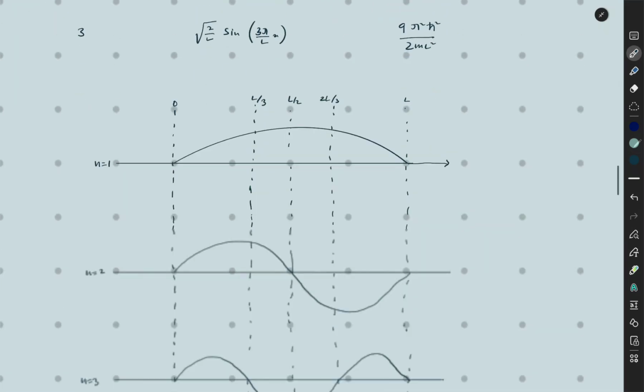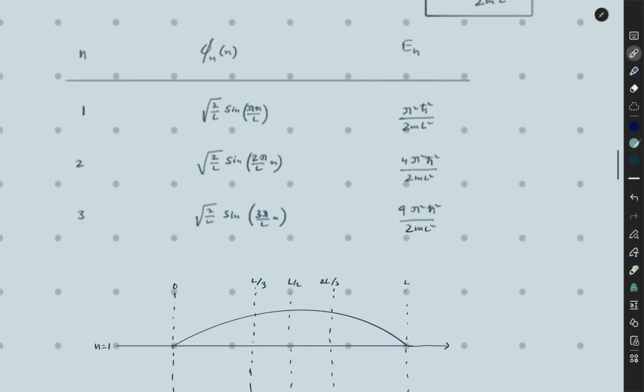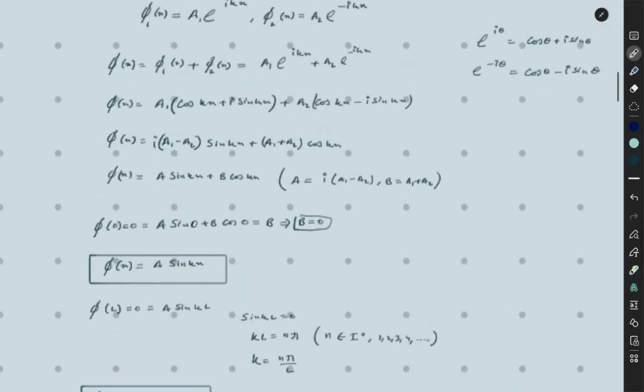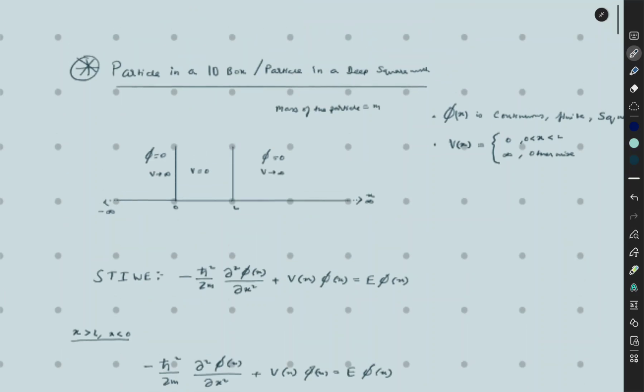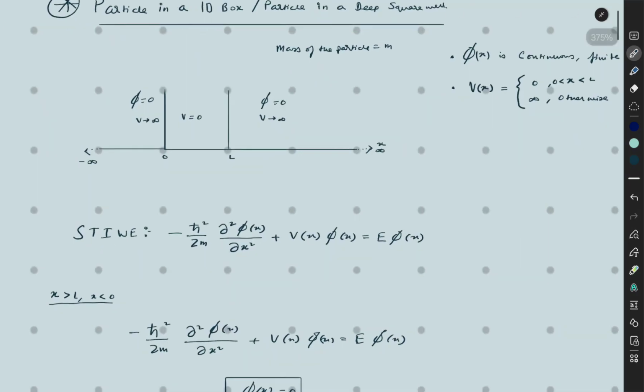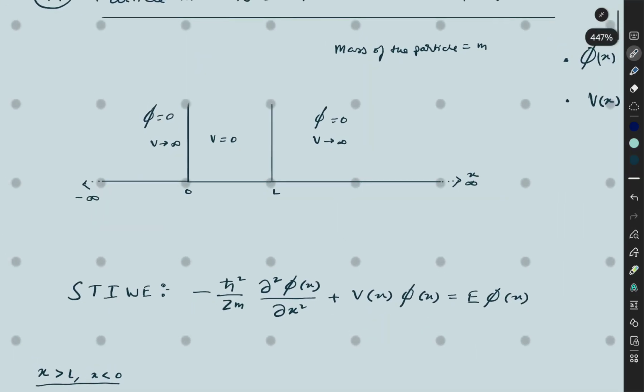So this is the whole summary, and hope everyone has understood. Let us just recapitulate once. We have considered a particle in a 1D box of mass m, where the potential is 0 and phi is the wave function, that is 0 outside the box. That is, there is no probability of finding the particle outside the box, and the potential outside the box is infinity, here also infinity.